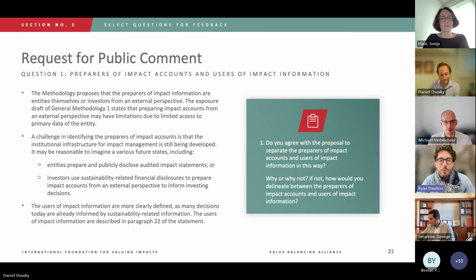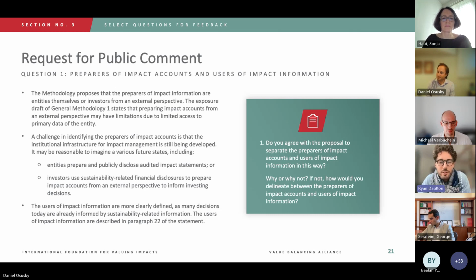So the first one relates to this distinction that we've made between preparers of impact accounts, those that prepare the information, and the users of impact information. We propose that the preparers of impact accounts are entities themselves or investors from an external perspective. We note that when preparing from an external perspective, there may be certain data limitations. And as we develop the methodology, we attempt to help bridge those through guidance in the methodology. The exposure draft of General Methodology 1 states that preparing impact accounts, as I just said, may have limitations due to not having access to primary data of the entity.